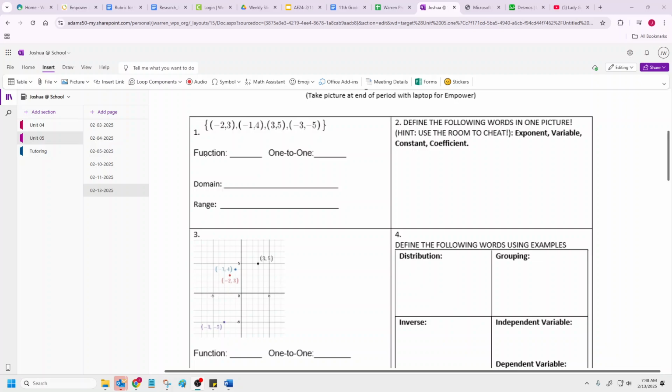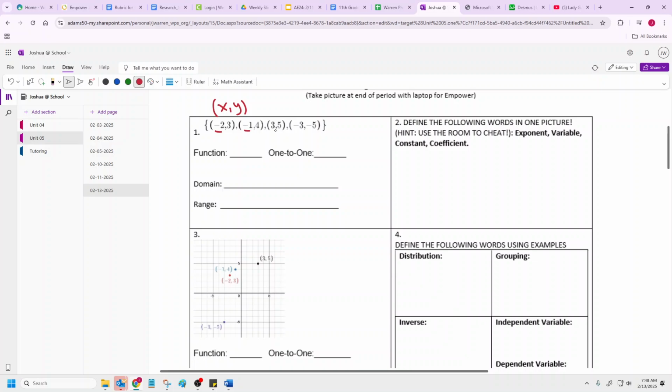In order to determine if this is a function, you have to check your x values. So remember, points are x comma y. So this is an x, this is an x, this is an x, and this is an x. Got it? They're all unique numbers? Yes. If they're unique numbers, meaning they don't repeat themselves, it's a function.